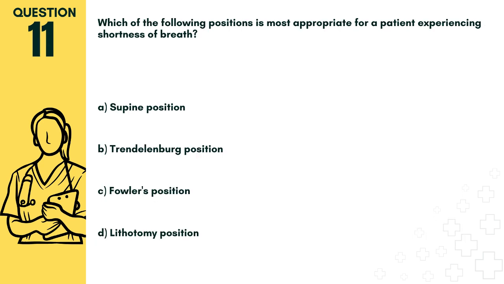Question 11. Which of the following positions is most appropriate for a patient experiencing shortness of breath? A. Supine position. B. Trendelenburg position. C. Fowler's position. D. Lithotomy position.